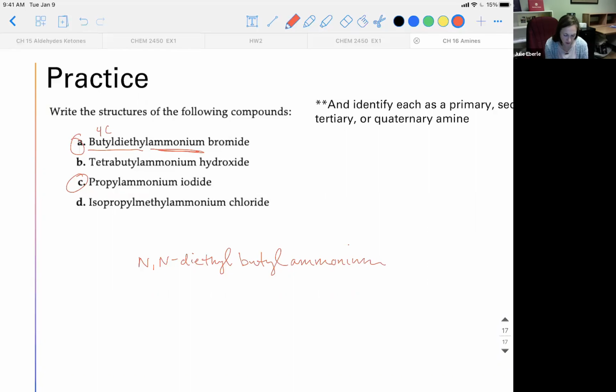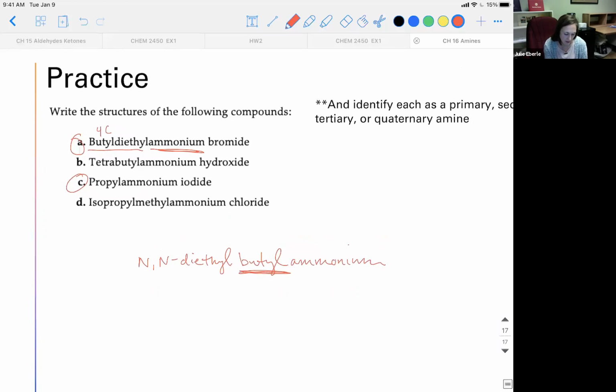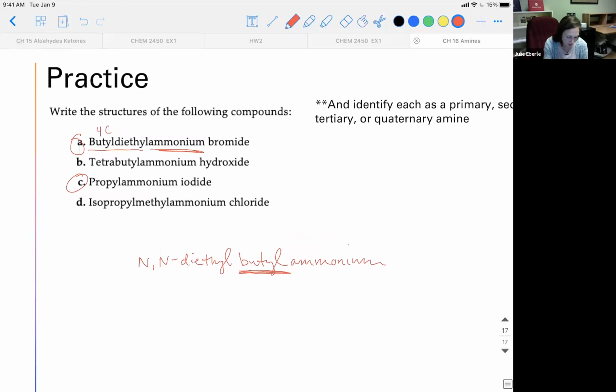Because this is what I told you earlier. You name it according to the largest carbon substituent. But I see what they're doing. They're putting things in alphabetical order and they're treating ammonium differently. So just so you know, I don't want you to be confused on the name here. I would accept either thing for that name. Okay, but let's draw it. That's what we really want to do.